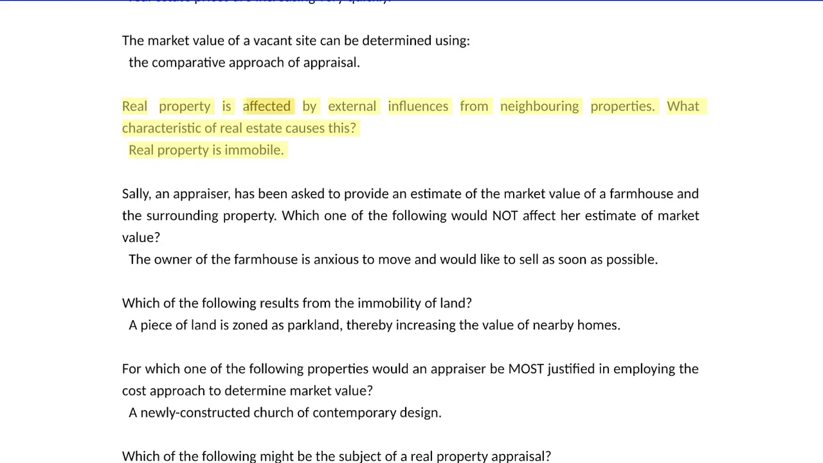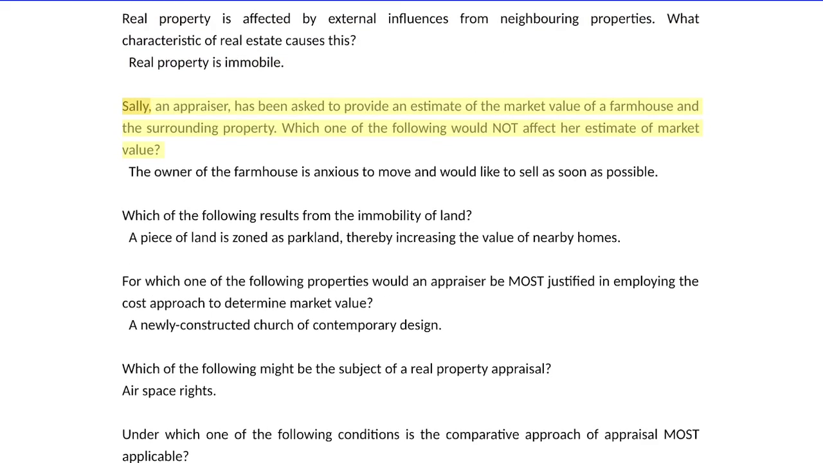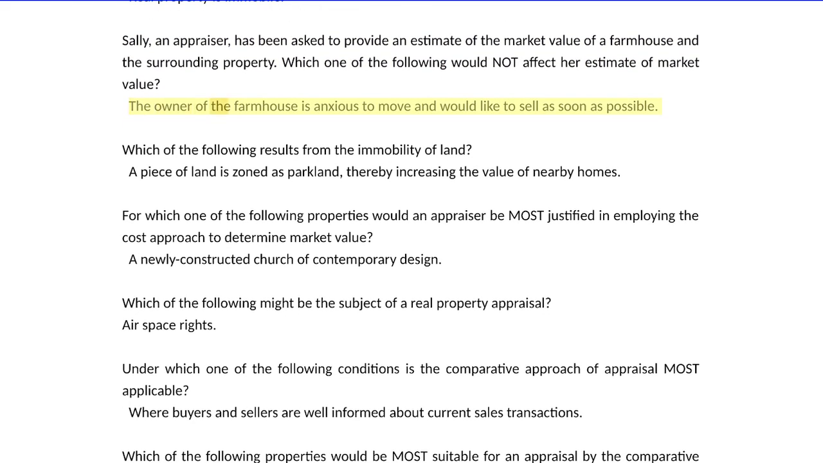Real property is affected by external influences from neighboring properties. What characteristic of real estate causes this? Real property is immobile. Sally, an appraiser, has been asked to provide an estimate of the market value of a farmhouse and the surrounding property. Which one of the following would not affect her estimate of market value? The owner of the farmhouse is anxious to move and would like to sell as soon as possible.